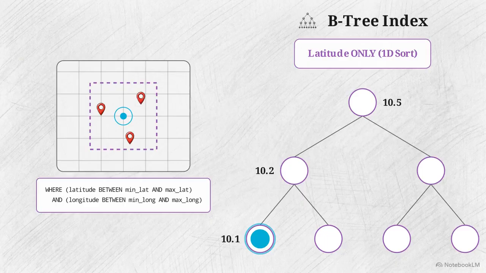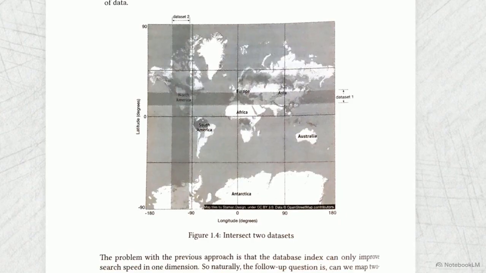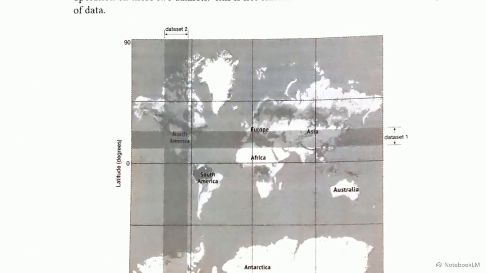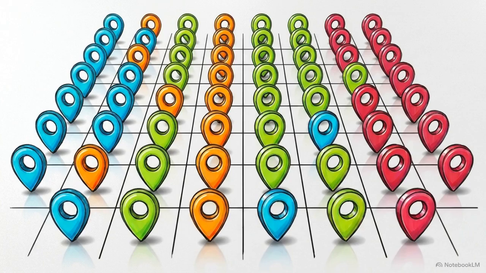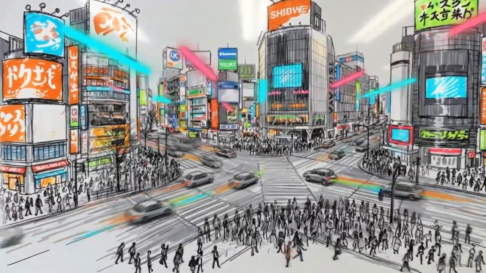But standard B-tree database indexes are designed to optimize one-dimensional data. They sort single values sequentially. Because latitude and longitude are independent dimensions, the database must separately fetch locations matching the latitude range and those matching the longitude range. It then loads both massive datasets into memory to perform an intersect operation and find the overlap.